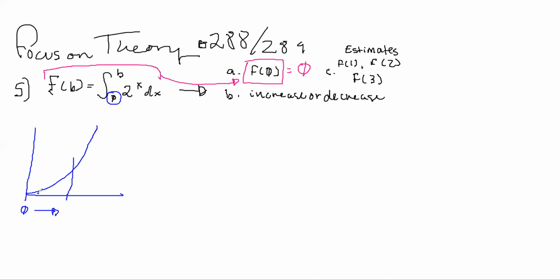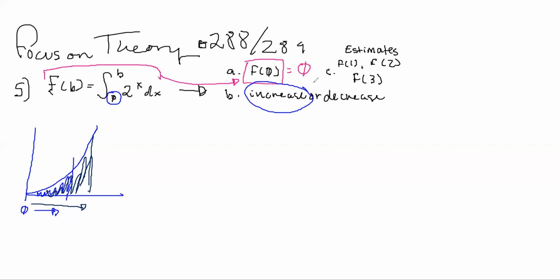What's going to happen to the area under the curve? Is it going to increase or decrease? It's going to increase, because we're really going from nothing to something. So that is going to be an increase. So we're assuming that B is greater than 0. Yes, so that makes sense.